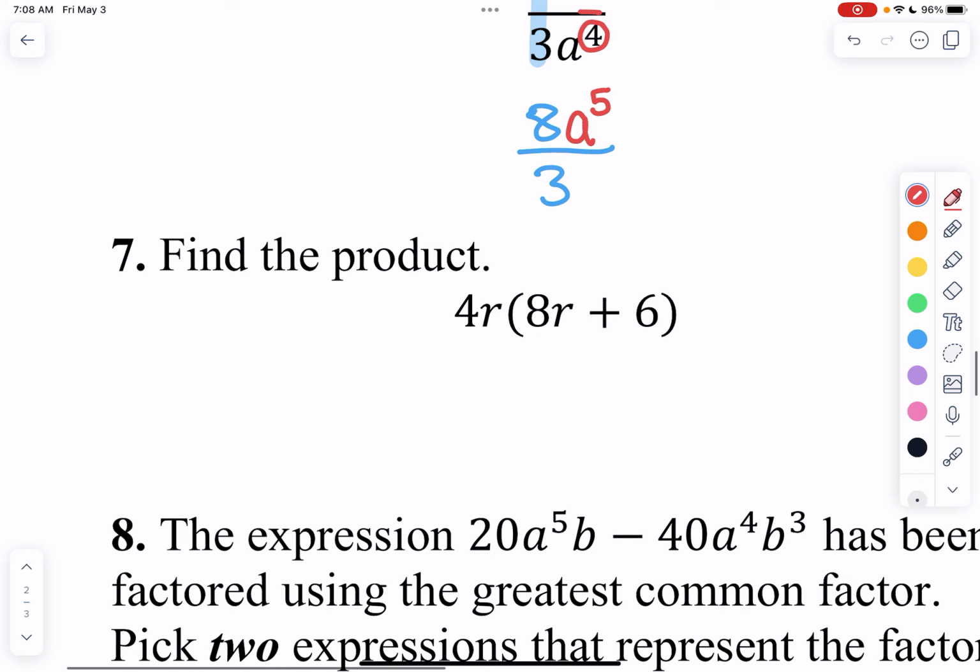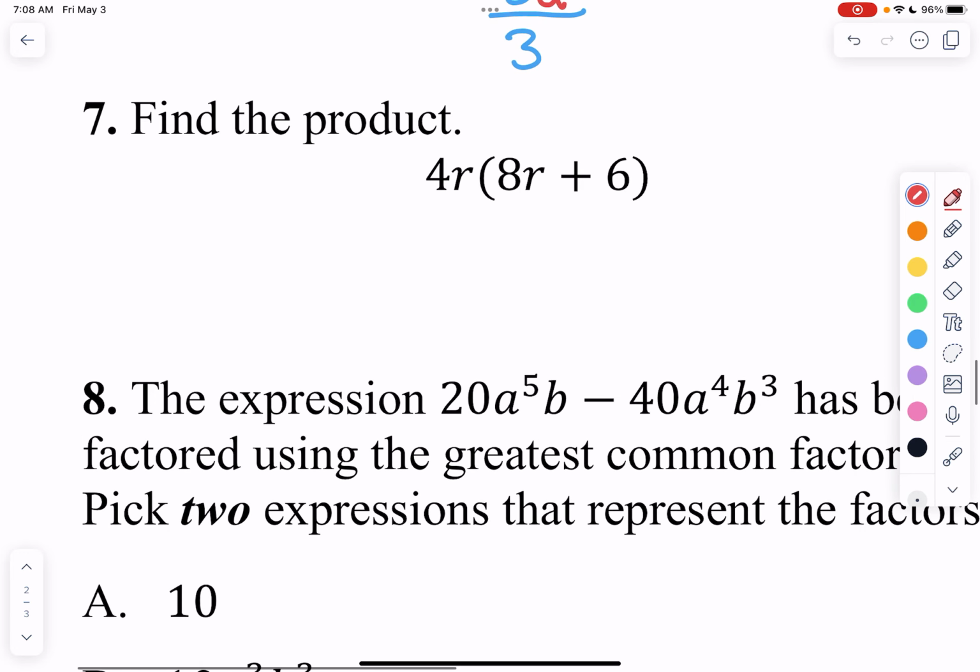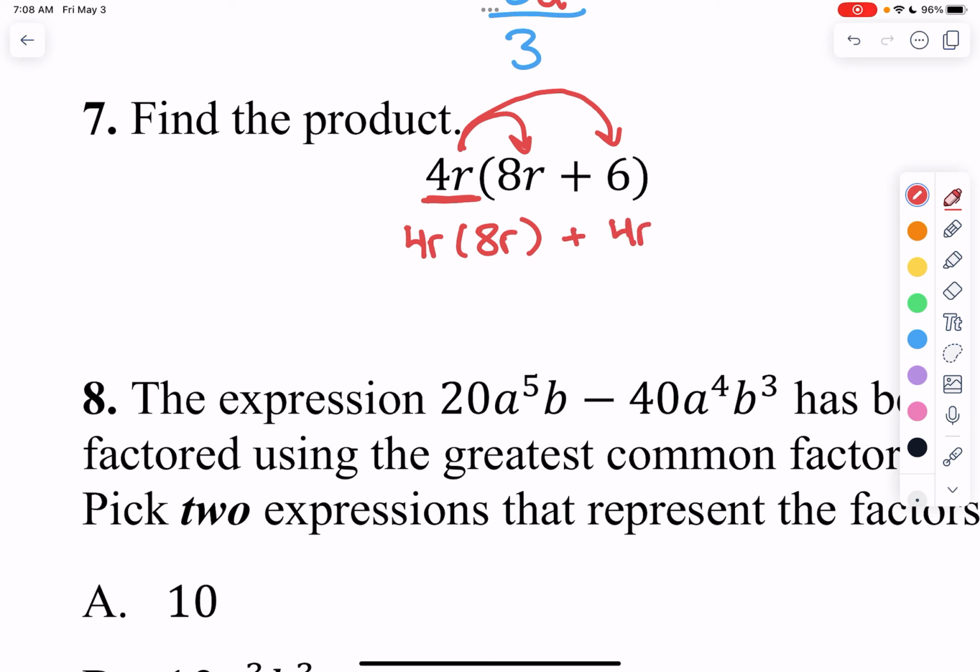Next up is number 7. This is distributive property, real distributive property this time, because I have my number on the outside that I'm going to multiply by my numbers on the inside. So first up is 4r times 8r, and then we are adding that to 4r times 6. First up, 4r times 8r.